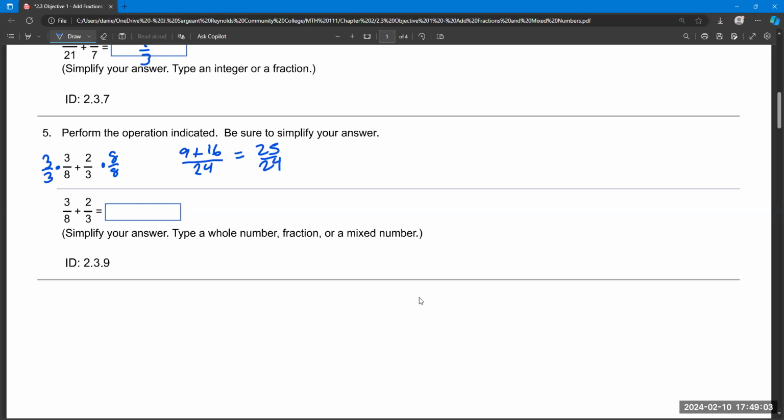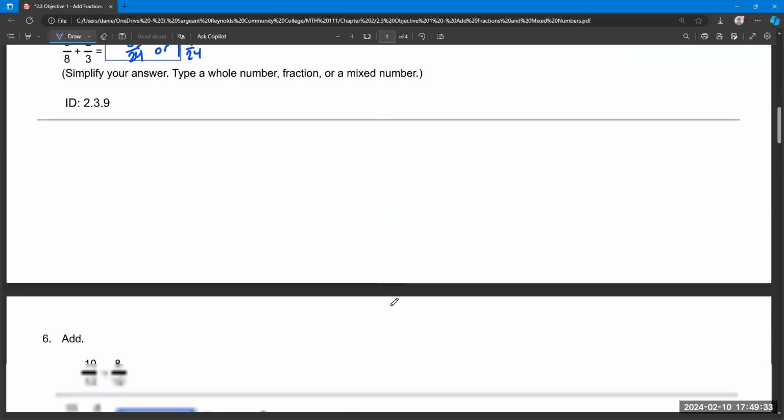And we can write our answer as a fraction like this. This could also be written as a mixed number of 1 and 1 over 24. I like improper fractions better than I like mixed numbers, but that's up to you. Either is acceptable. So 25 over 24 or 1 and 1 over 24. Keep going here.